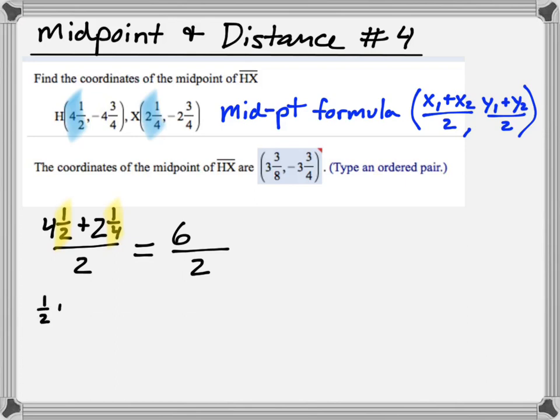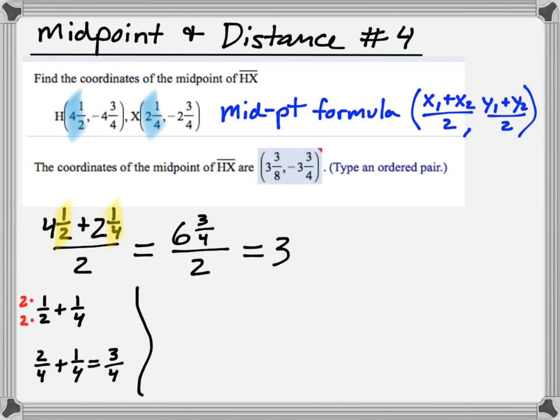1/2 plus 1/4. Well, in order to add fractions, I have to have common denominators. When I multiply or divide fractions, things work out pretty easy, but when I add or subtract, very specific rules. Must have common denominators. So I'm going to turn that 1/2 into 2/4 by multiplying the top and the bottom by 2. And 2/4 plus 1/4 is 3/4. So now I have 6 3/4 divided by 2.